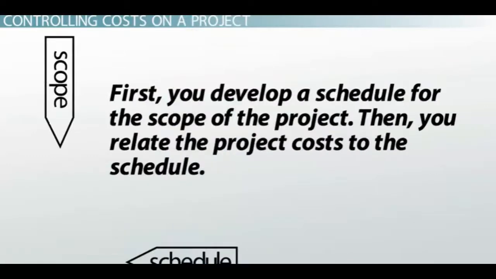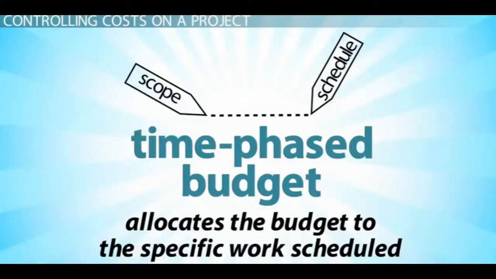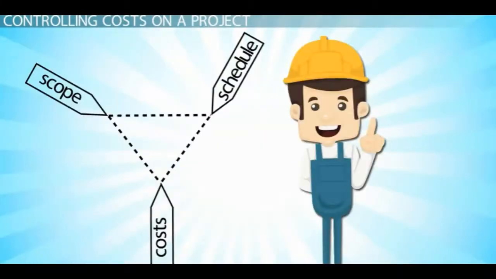First, you develop a schedule for the scope of the project. Then, you relate the project costs to the schedule by developing a time-phased budget, which allocates the budget to the specific work scheduled. Budgeting costs to the schedule allows you to relate costs to work performed.